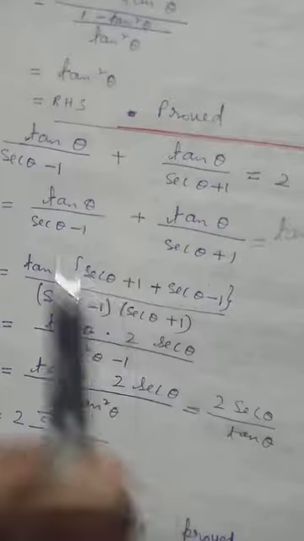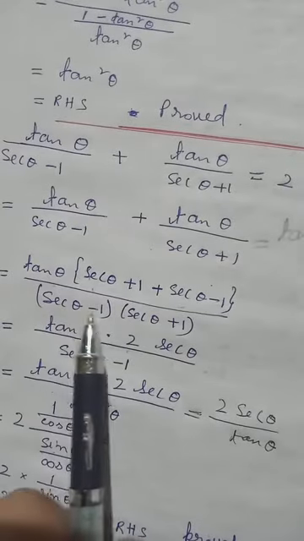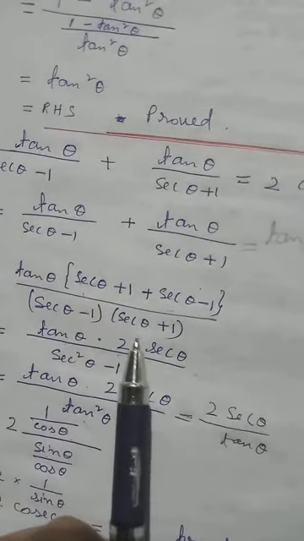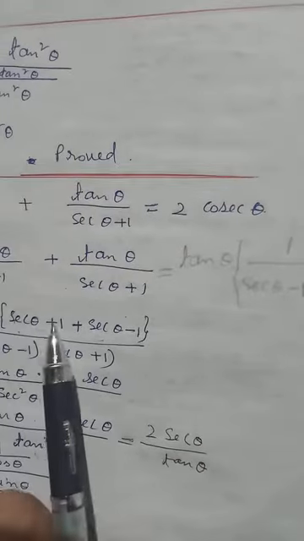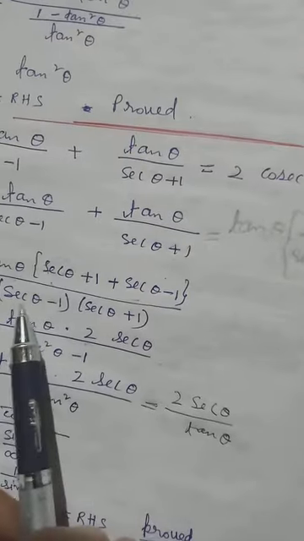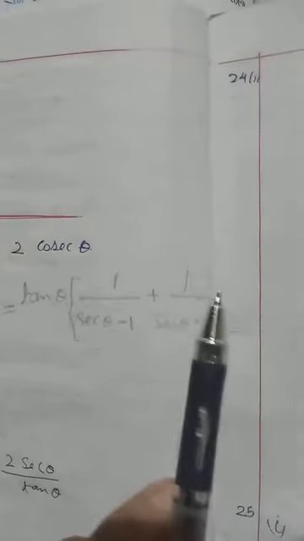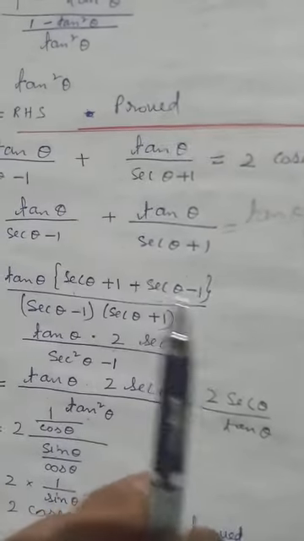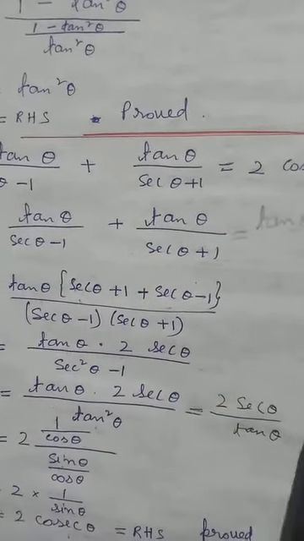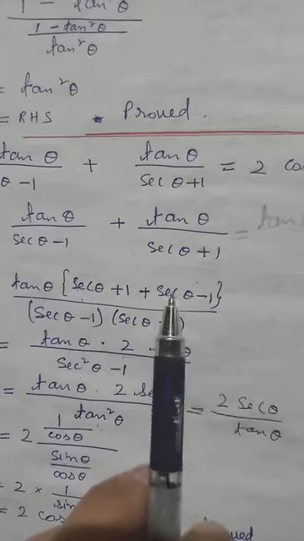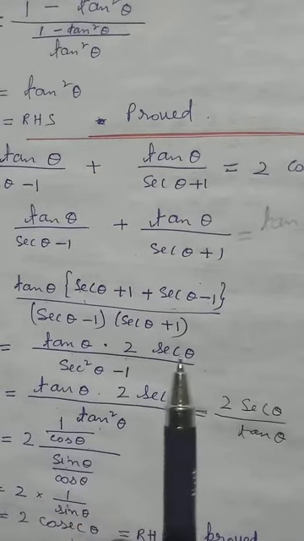Both are different. We can take both as LCM. If you divide this one with LCM, we are left with plus, so sec theta plus 1 into 1 will be sec theta plus 1. Then if you divide this one here, we are left with minus, so sec theta minus 1 into 1 will be sec theta minus 1. So here inside the bracket you have plus 1 minus 1, we can cancel. Then sec theta plus sec theta, we have 2 sec theta.